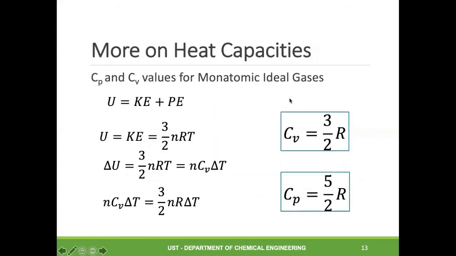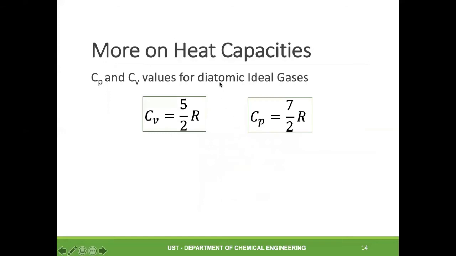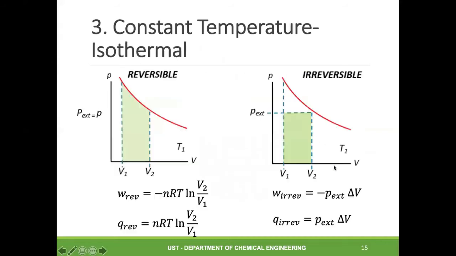Now, more on heat capacities. So, take note that for Cp and Cv of monoatomic ideal gases, Cv is equivalent to 3 halves R. So, this is how we derive from the internal energy equation as the sum of kinetic and potential energy. And since Cp is equal to Cv plus R, Cp is equal to 5 halves R. So take note that this is for monoatomic ideal gases. So if we have diatomic ideal gases, Cv is 5 halves R and Cp becomes 7 halves R.